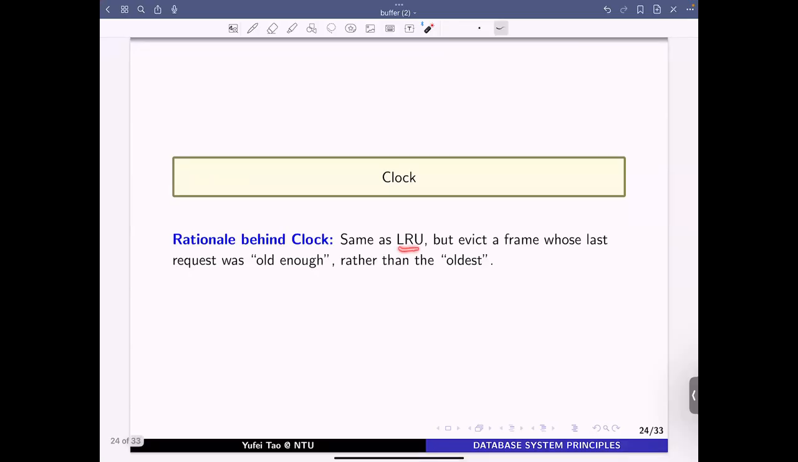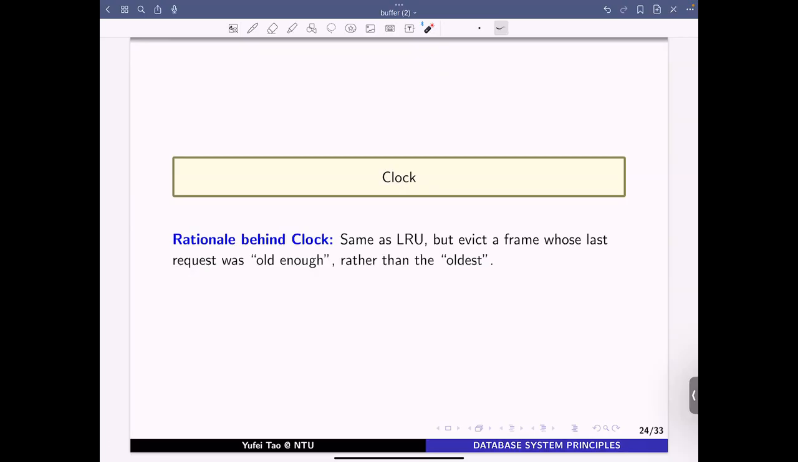But the thing is, LRU says, I'm going to remove the block whose last access was the oldest. You see what I mean? That was what LRU does, right?